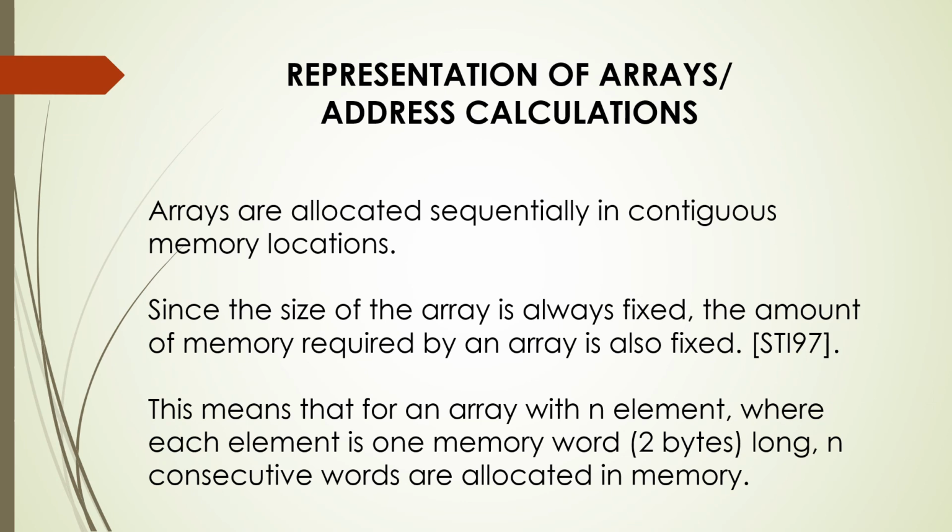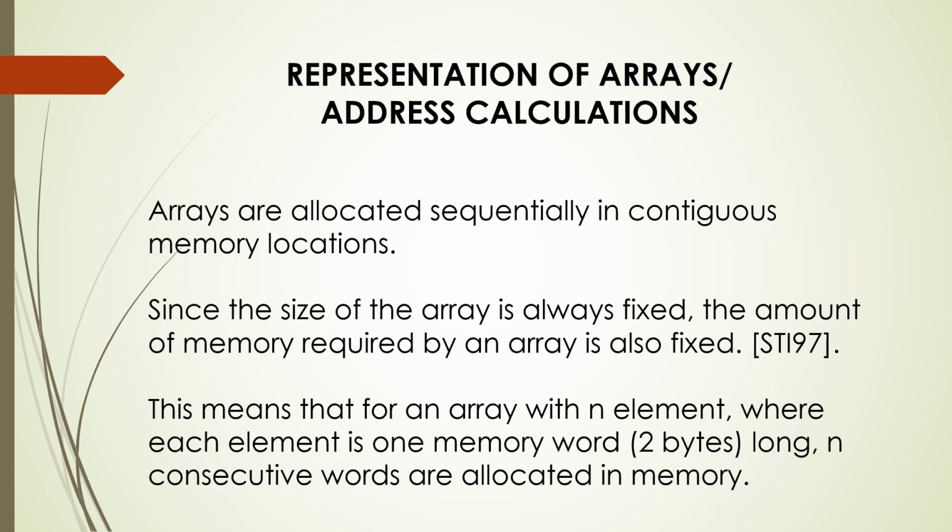Moving on with the representations of array. Actually, array is represented in the computer memory through its contiguous memory locations. Okay, so arrays are allocated sequentially. So that means in order. Okay, so in contiguous format in our memory locations. Now the size of the array is always fixed. Therefore, the memory required for an array is also fixed.